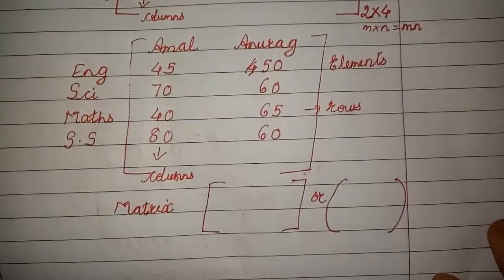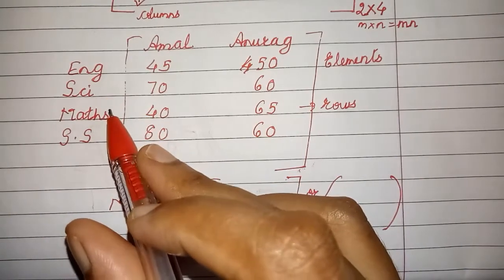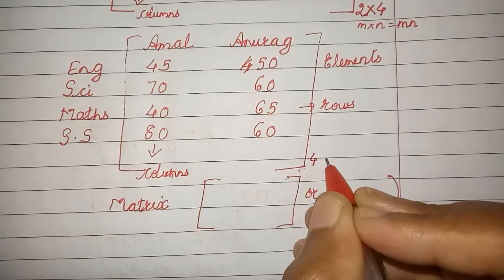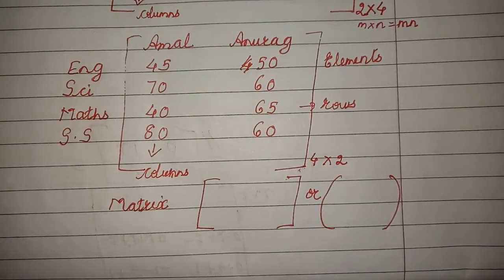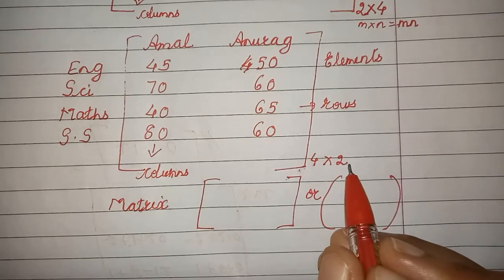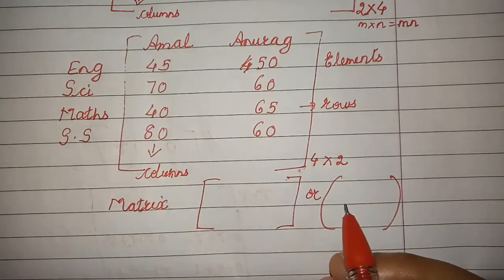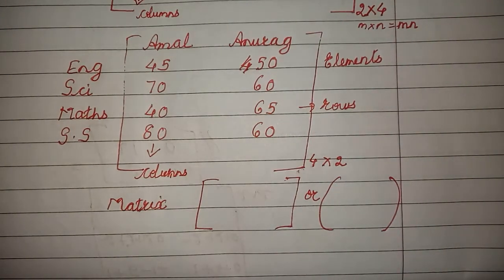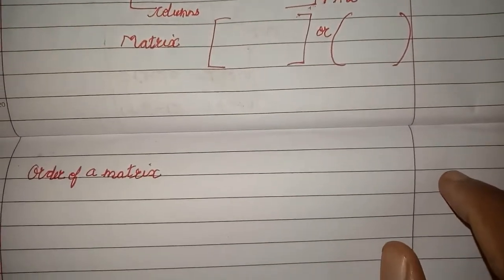Okay, now the same information, just look here. Here how many rows are there? 1, English, science, maths, social studies. So I'll write here beneath in small letters 4 rows. How many columns? 2 columns. Is that clear? So the order of this matrix is 4 cross 2. Okay, so how many elements are there? 8. 1, 2, 3, 4, 5, 6, 7, 8. So a matrix can be written in this kind of format. Is that clear? Yes. So this is called the order of a matrix.